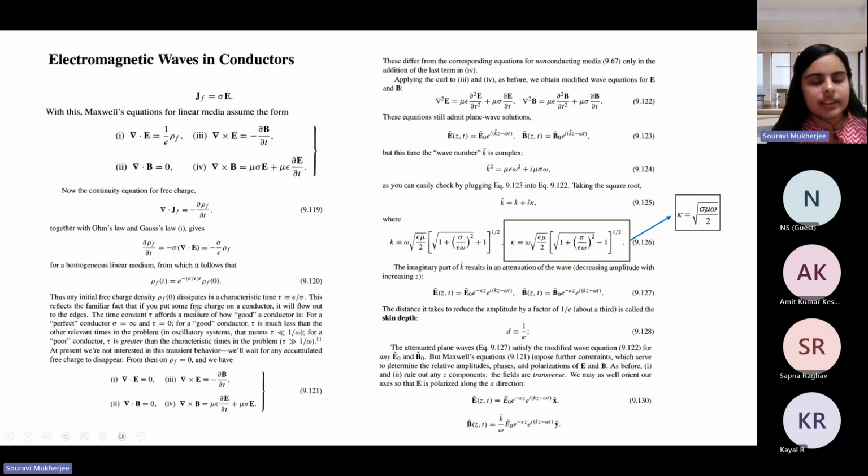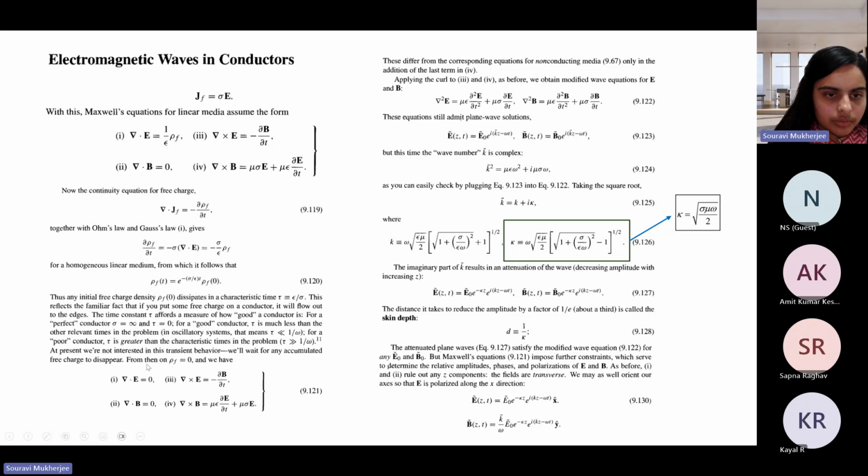Physically, this says that if you put some charge on a conductor, it would gradually flow to the surface or to the edges. And what is the time it takes for this charge to dissipate from the bulk to the surface? For a very good conductor, sigma would be infinity, so the time it would take would be very less. These are ideal approximations. And for a poor conductor, your tau would be much greater than the characteristic time scales.